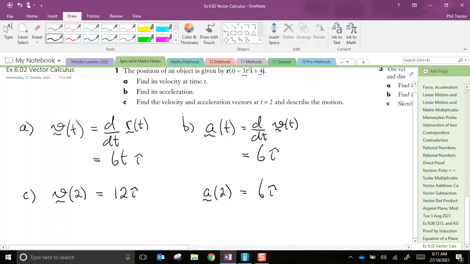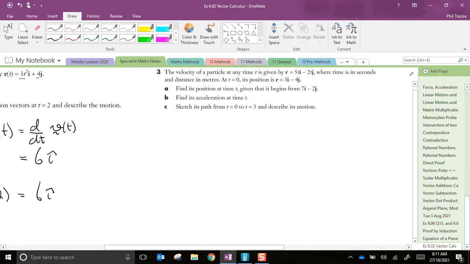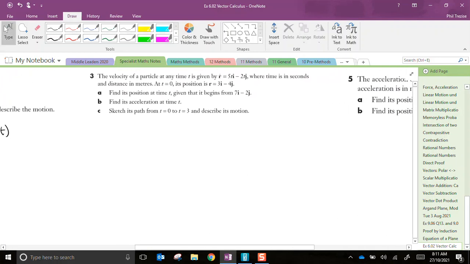Now, as far as describing the motion, we could do the trajectory. They didn't ask for that. I believe it would be a linear motion, but we'd have to do the Cartesian equation for that one. Anyway, that's the end of question 1 there. Let's go across to question 3.